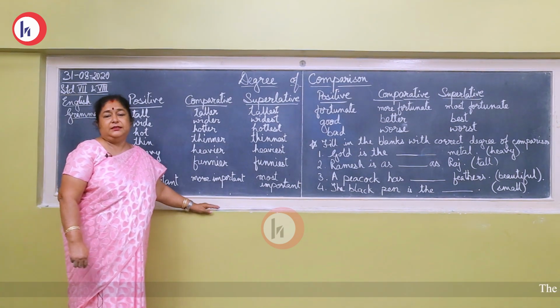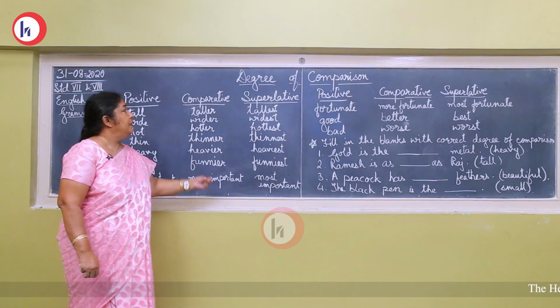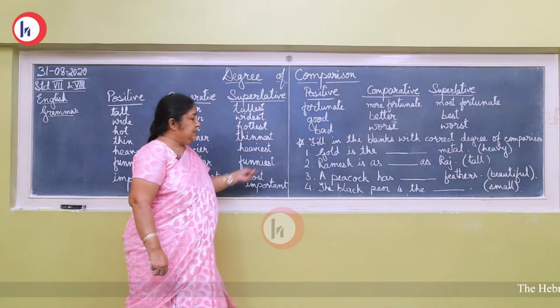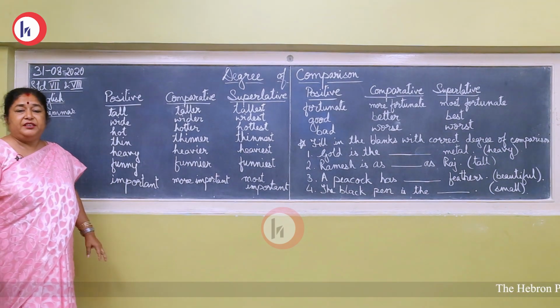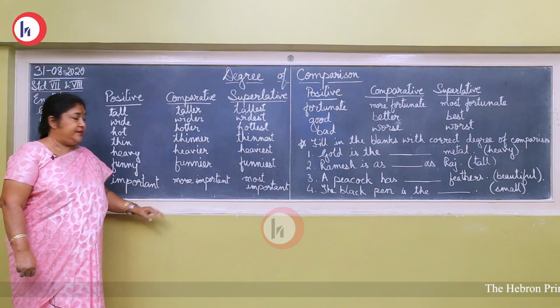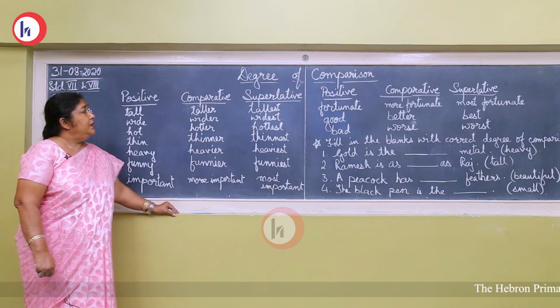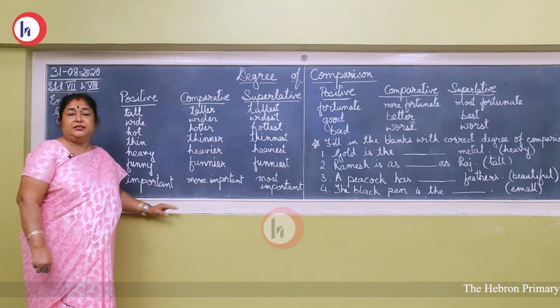Today, I'll be taking the lesson of English grammar: degree of comparison. This is common for 7th and 8th. I'll explain it, and the PDFs are sent separately for 7th standard and 8th standard. Now, degree of comparison, you have done it earlier.